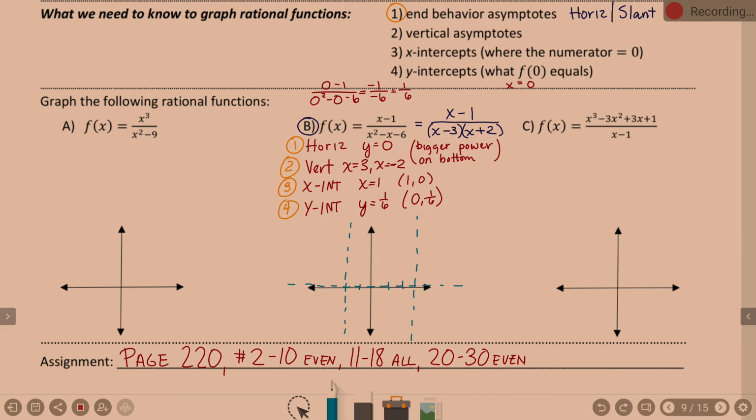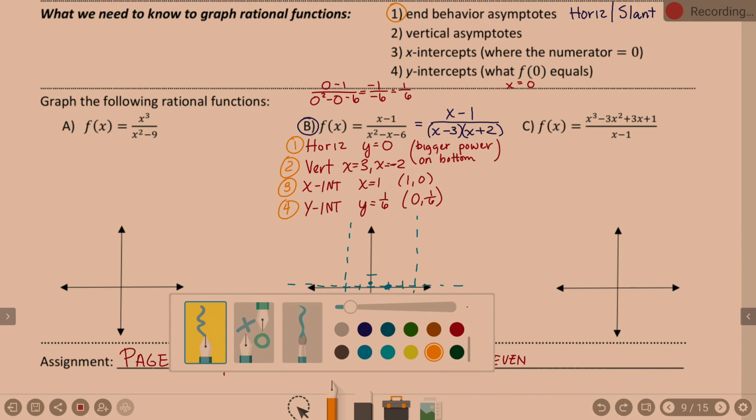Okay, what else do we have? X-intercept of 1, 0. So that means I'm going to cross through the x-axis at 1. And a y-intercept at 1/6. So I'm going to cross through the y-axis at 1/6. Just above 0 there. Okay. That's what all of that information gives us.